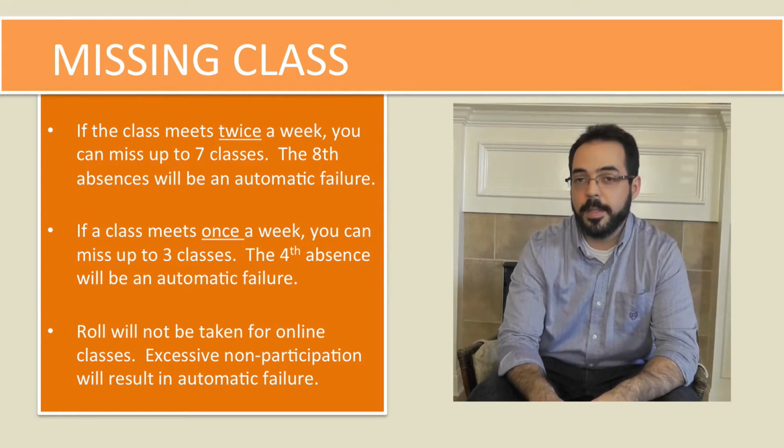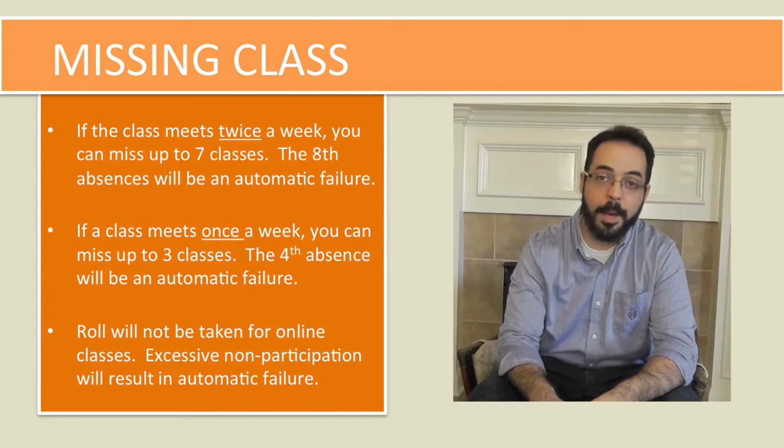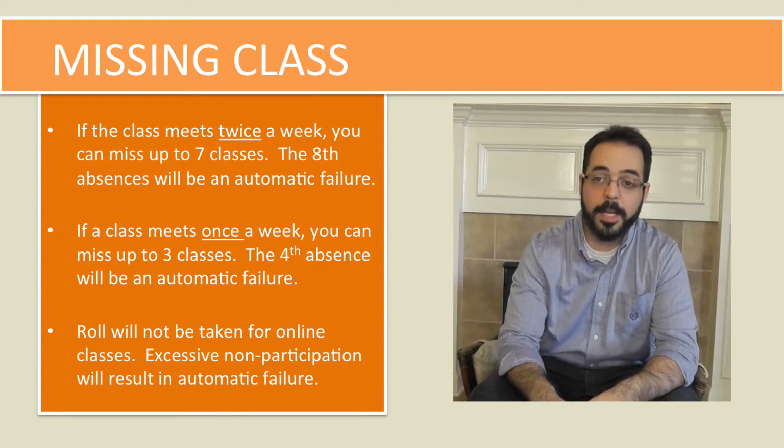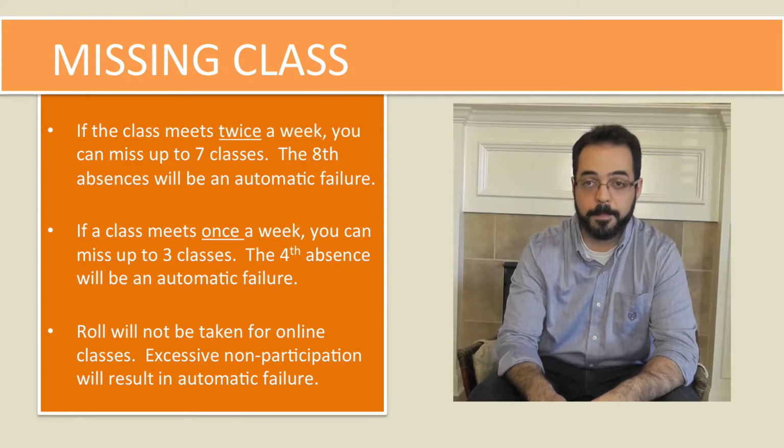What about missing classes? For a class that meets twice a week, you can miss up to 7 classes. On the 8th absence, it's an automatic failure. This is covered in both the classroom syllabus and also the campus handbook. For a class that meets once a week, you can miss up to 3 classes. On the 4th absence, it'll be an automatic failure. Now, for my online classes, I don't take roll, but if you have excessive non-participation in any of the assignments, that will constitute an automatic failure.